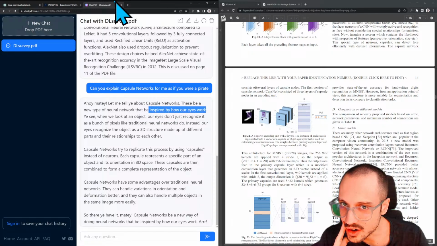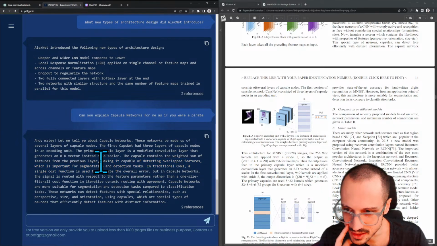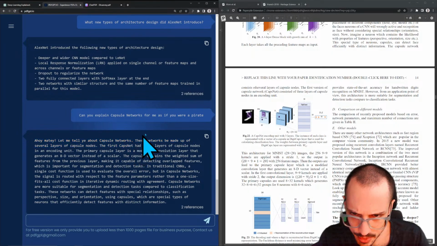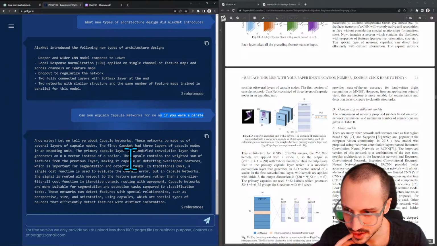Inspired by how our eyes work. Let's see if that phrase exists. Encoding primary modified convolution. The capsule contains the weighted sum, making it capable. So you see it lost the pirate. It started off with the pirate, but then very quickly this is just kind of standard. Making it capable in traditional CNNs, a single cost function. This just reads like the paper. So we weren't able to basically override the formality of its output with the style request of pirates.